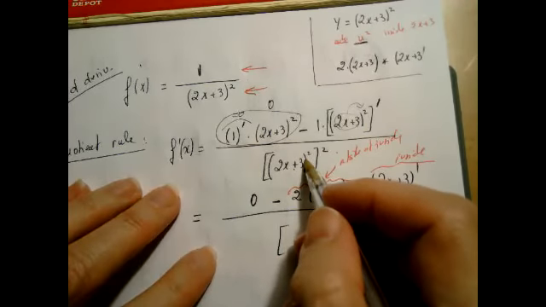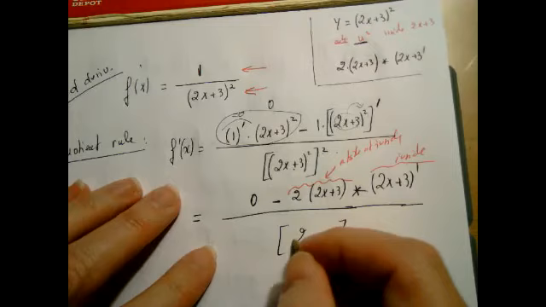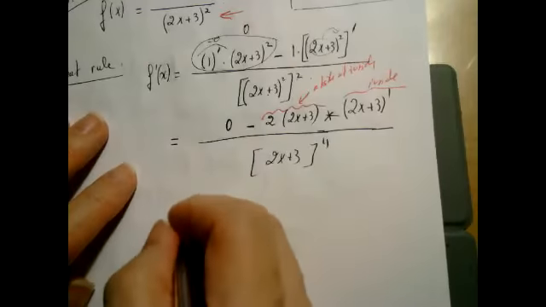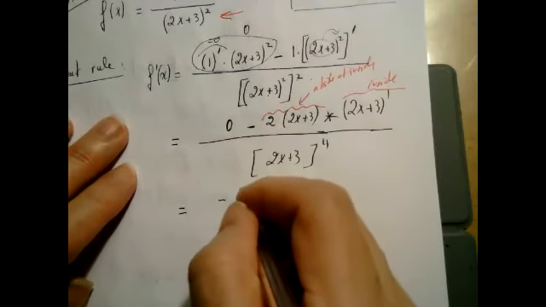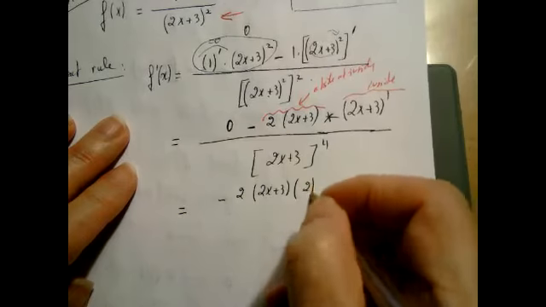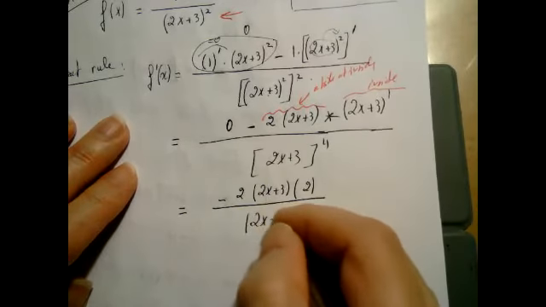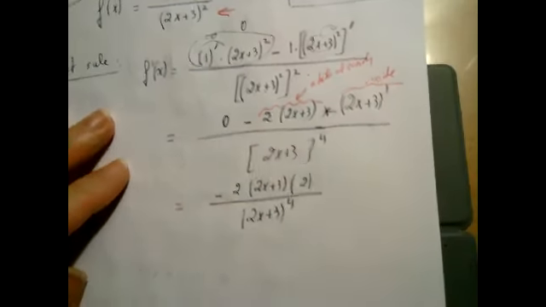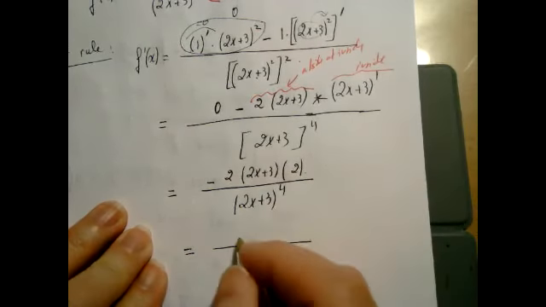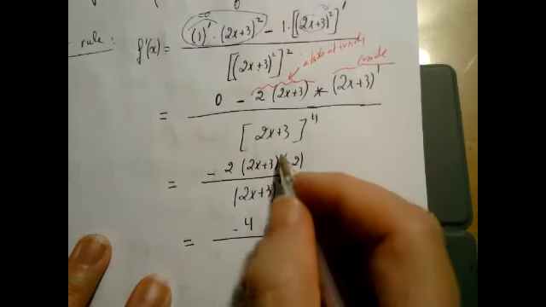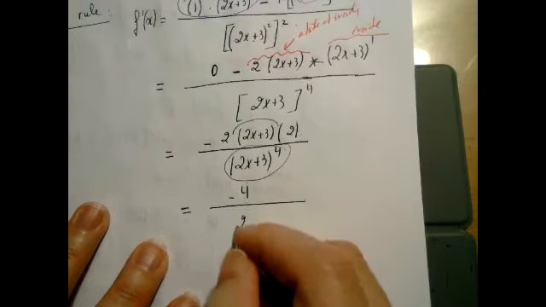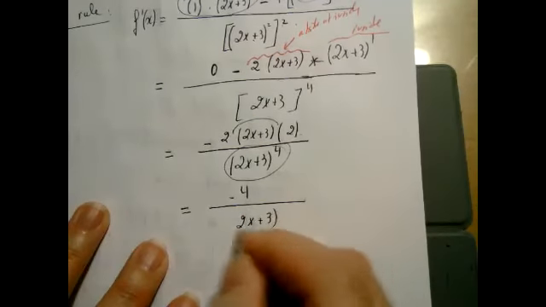Now, 2x plus 3 squared will give me 2x plus 3 to the power 4. And now we are almost done actually. The 0 is 0. I will have minus 2 times 2x plus 3. The derivative of 2x plus 3 is 2, over that to the power 4. Okay? And it's going to be equal to minus 2, that's a minus 4. And that's 2x plus 3 here, and here 2x plus 3 to the power 4. We can simplify, and this will leave me with that.